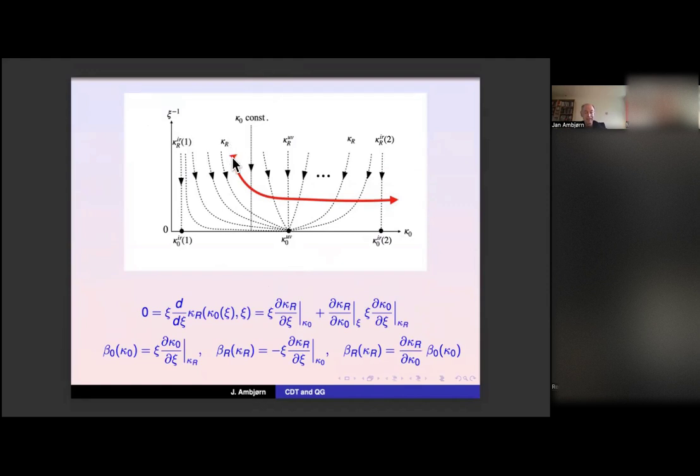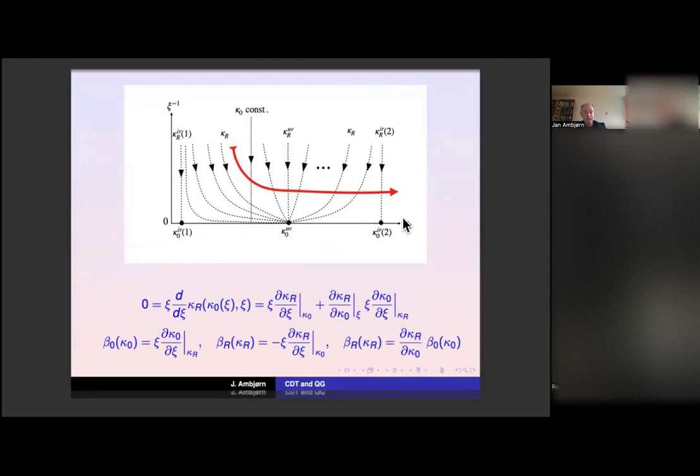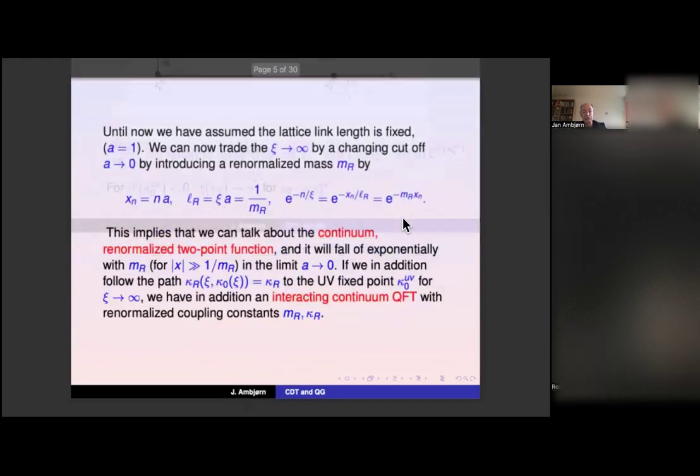Because when they did the calculations, they always found a curve like this. No matter where they started out in this bare coupling constant space, they could never get to the critical surface. And they took this as evidence that there is no UV fixed point.